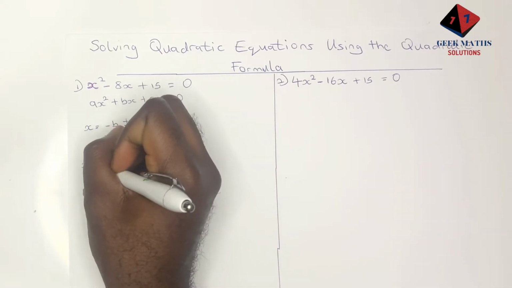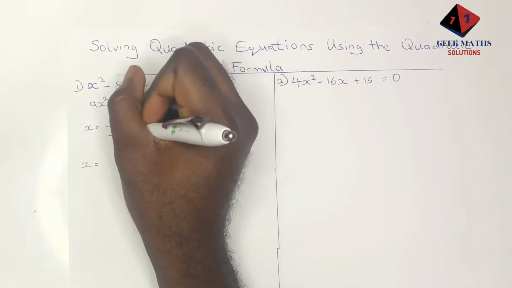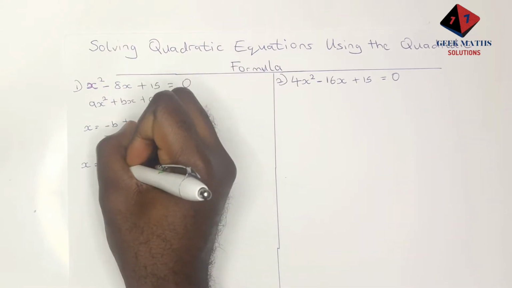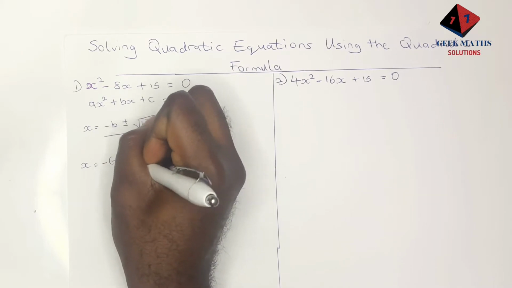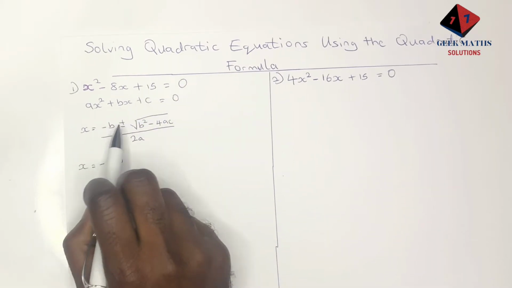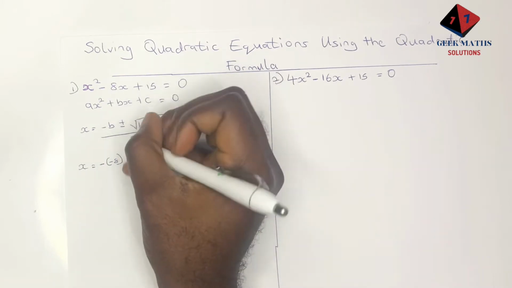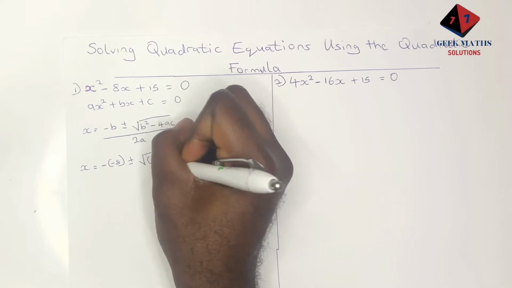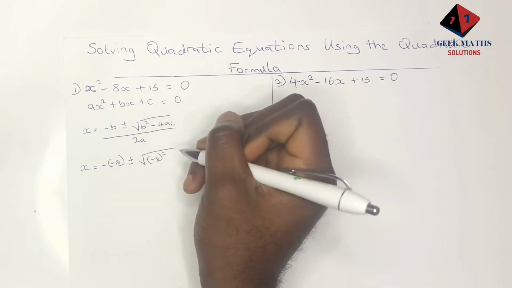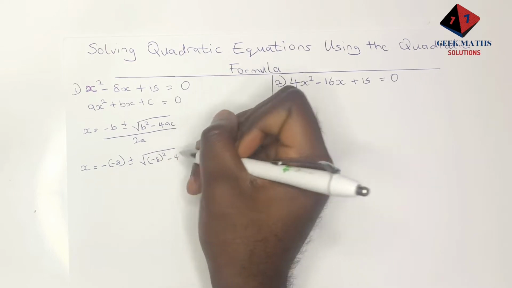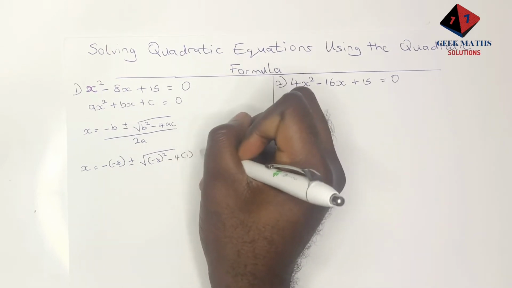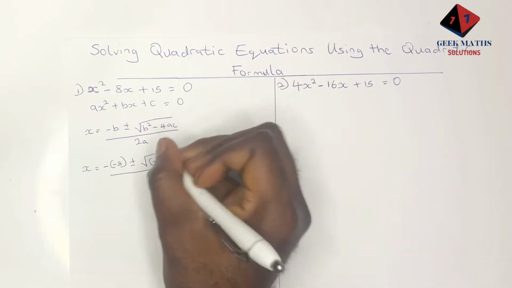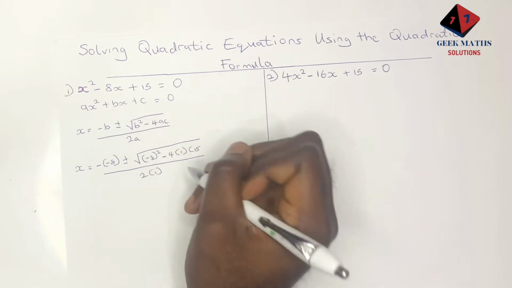So x is equal to, b in this equation is minus 8, so x will be minus 8, because the formula carries minus b and b is minus 8, so minus 8 plus or minus the square root of minus 8 squared minus 4, a is 1 times 1 and c is 15, all over 2 times 1.